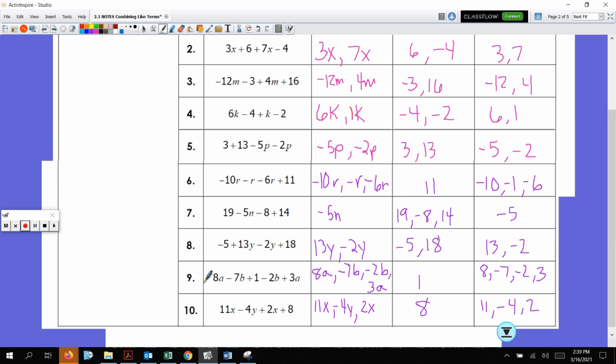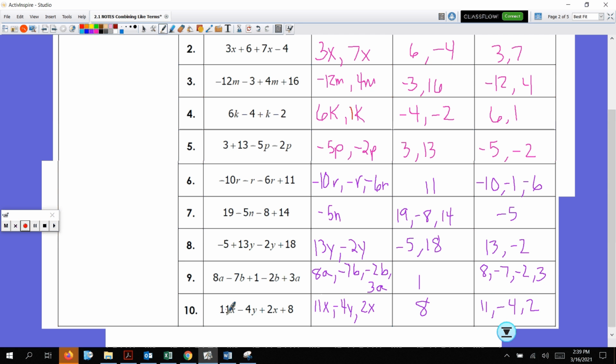All right, so 9 and 10 were a little tricky because we had more than one variable to deal with in our variable term. I had to squeeze this in here, so 8a, negative 7b, negative 2b, and 3a were all the variable terms in this expression. Only one, the number 1, was the constant. And then I look at the numbers in front of my variable terms: 8, negative 7, negative 2, and positive 3. Those are my coefficients.